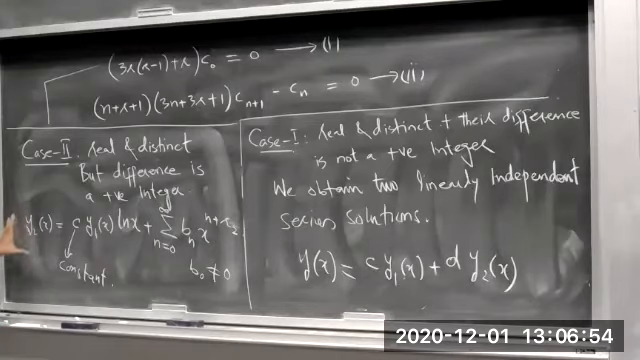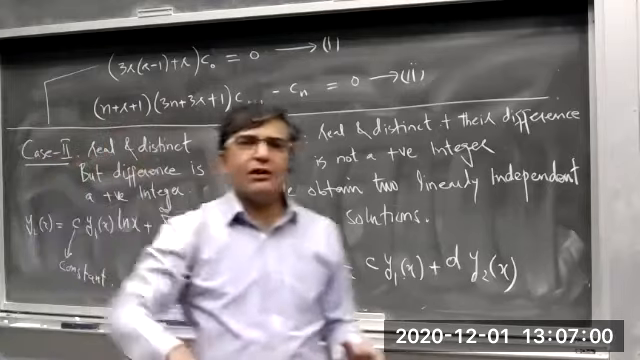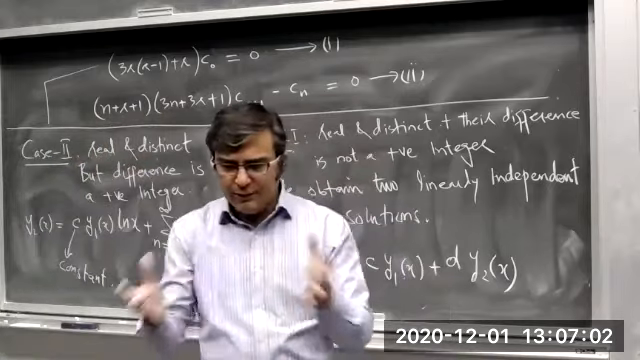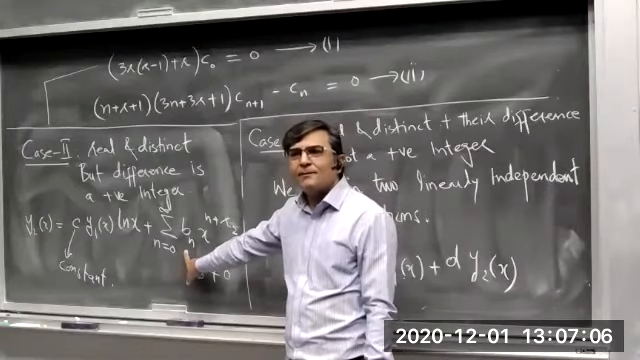There are two methods of finding the second solution. Either you put this series into the given differential equation and do a similar procedure in order to find these unknown coefficients bn.